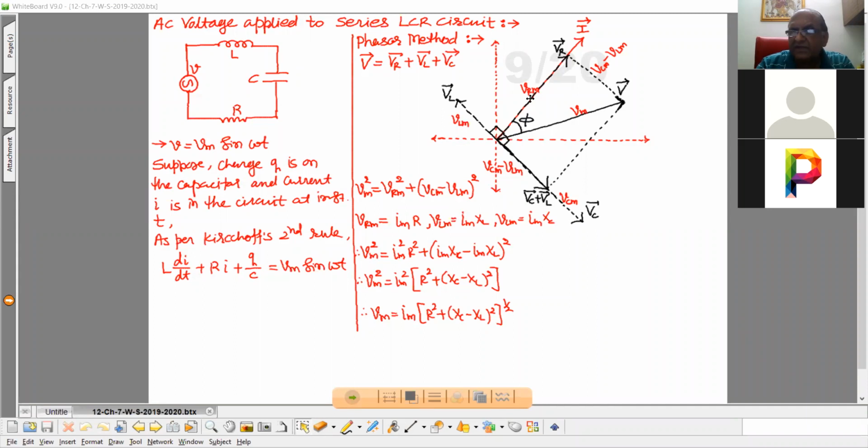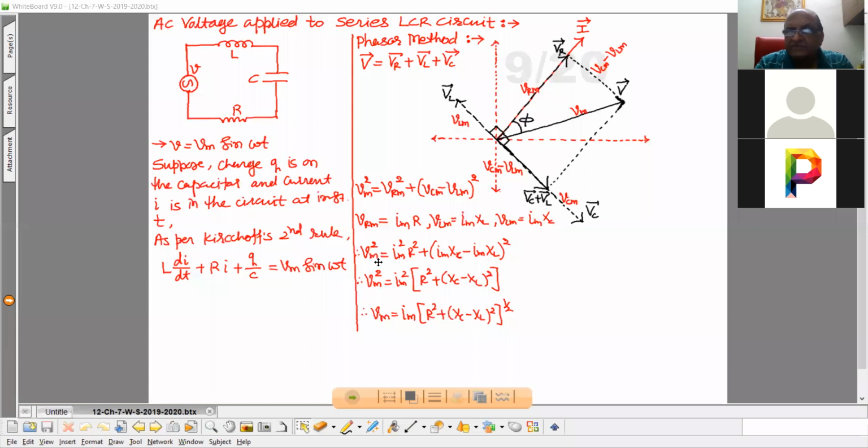This is VRM. It implies that the resultant value of the voltage that we can calculate using Pythagoras theorem, because these two are perpendicular and this is the resultant one. So resultant Vm square, that is Vrm square plus Vcm minus Vlm whole square. But Vrm, this is the maximum voltage across resistance, that is maximum current into resistance. Similarly, VLM, that is Im into XL, XL, that is the inductive reactance, and VCM, that is Im into XC, where XC, that is capacitive reactance.